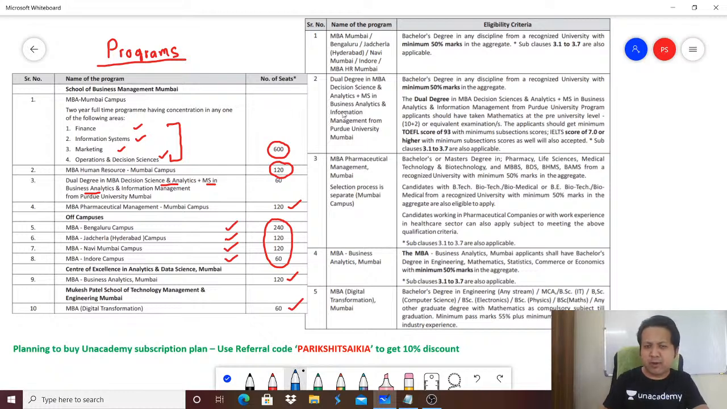For MBA Mumbai, the flagship program of NMIMS Bombay, you need to have a minimum of 50% marks in aggregate in your graduation. And there are a few sub-clauses.